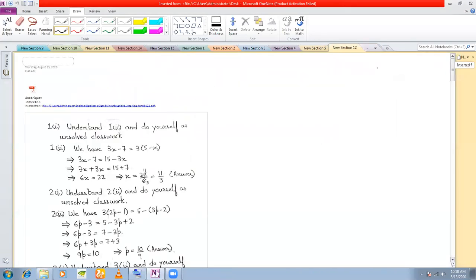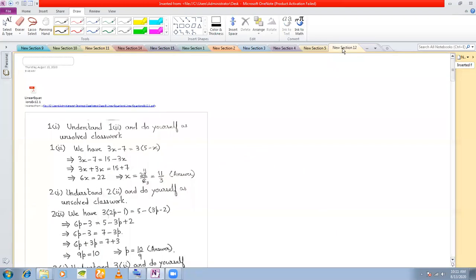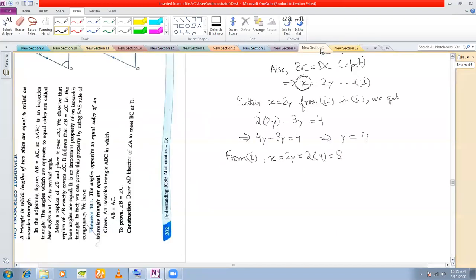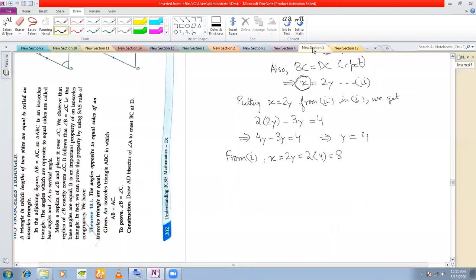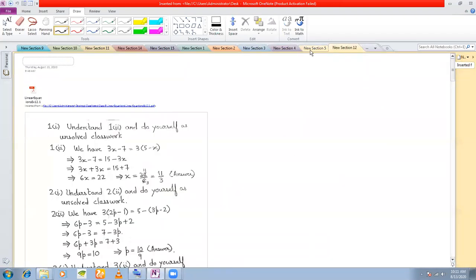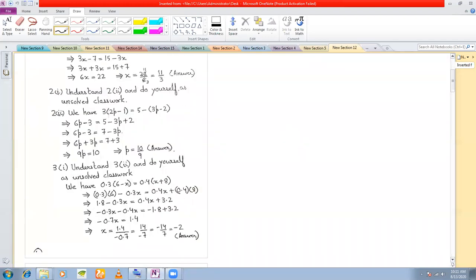Sir, can you please explain how to take the LCM when there is a variable like x in the denominator? Okay, fine, I'll explain here then.